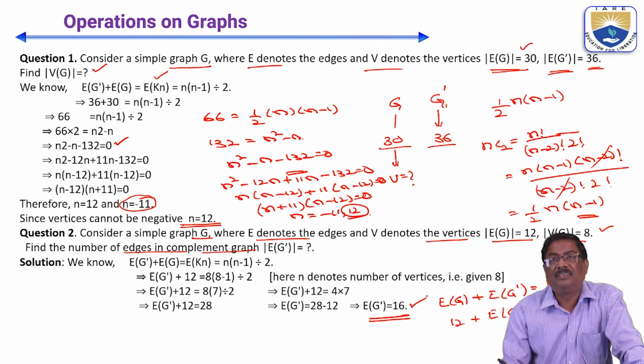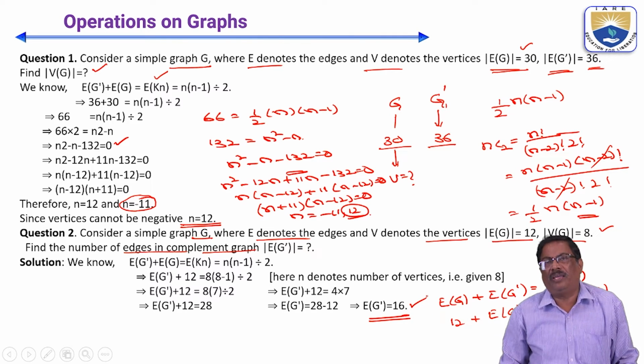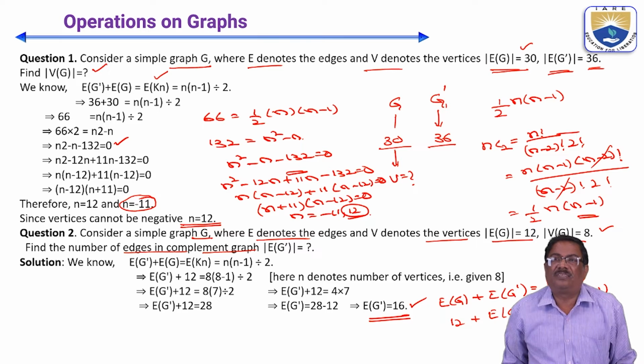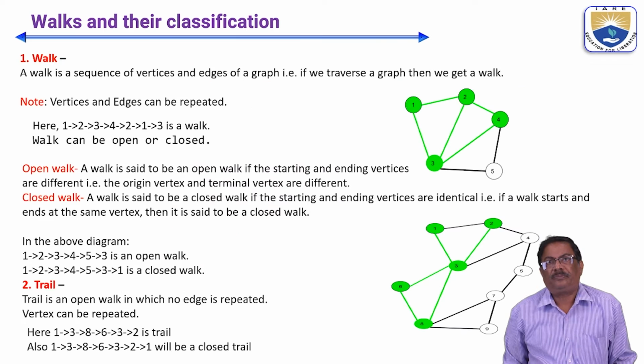In this way, we can find the number of vertices as well as the number of edges in the graph G or its complement also.